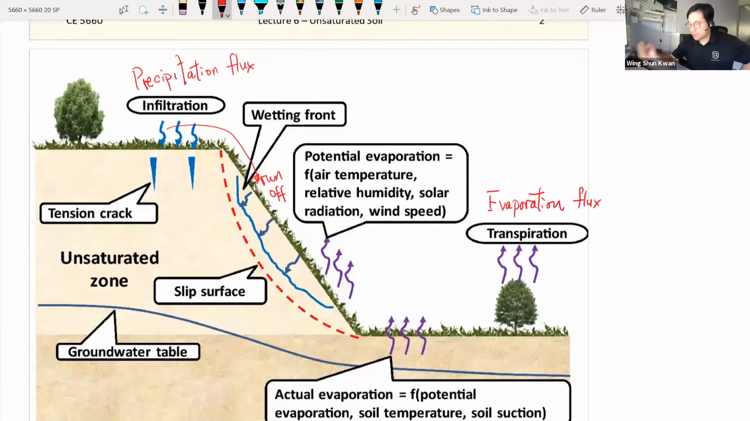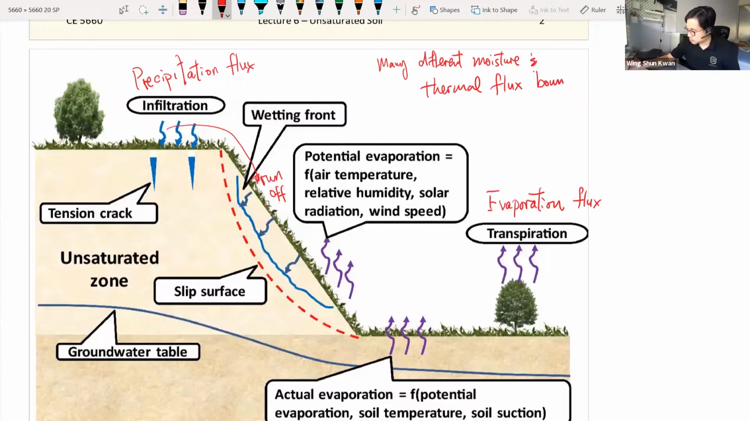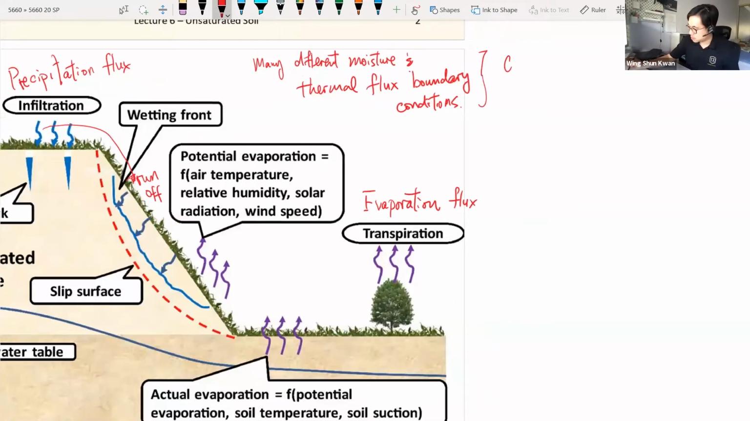So water comes in and water comes out through the weather. So in the end, for unsaturated soil mechanics, you deal with many different moisture and thermal, because of the heat, plus flux boundary conditions. And those depend on their climate or weather.